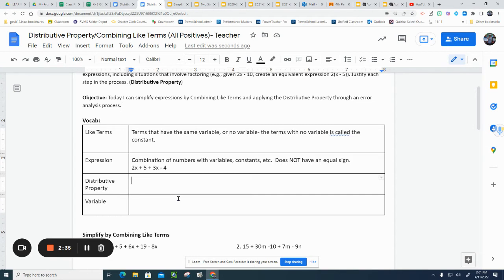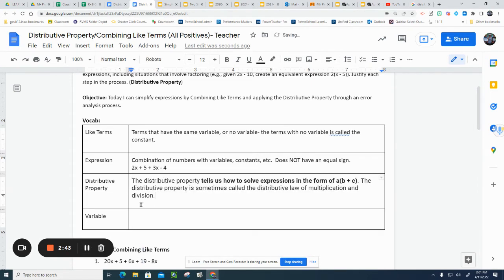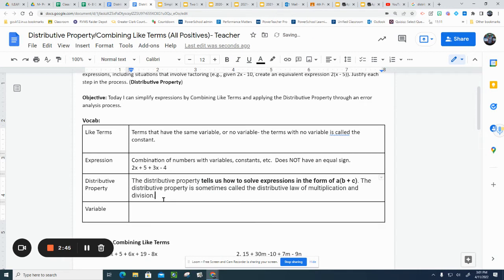Distributive property. I'm going to pause and make sure that I Google that and use the correct definition. All right, we're going to get it fresh from Google. Our definition: the distributive property tells us how to solve expressions in the form of A times the quantity B plus C. The distributive property is sometimes called the distributive law of multiplication and division. Push pause, make sure you have it written or typed, and make sure that you understand it.